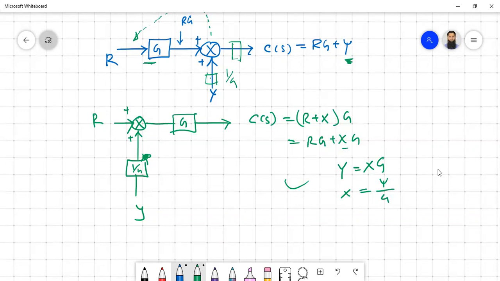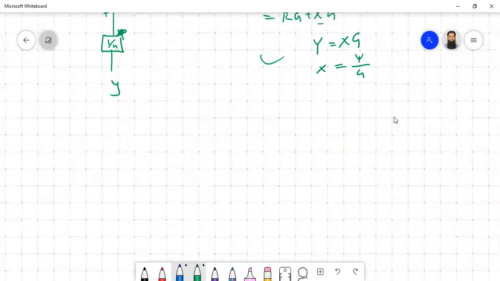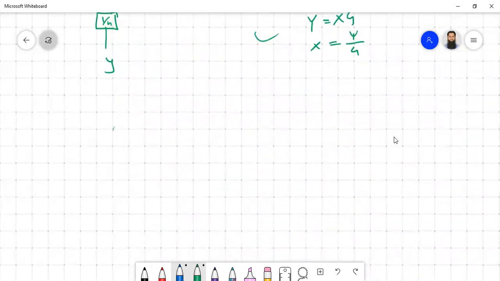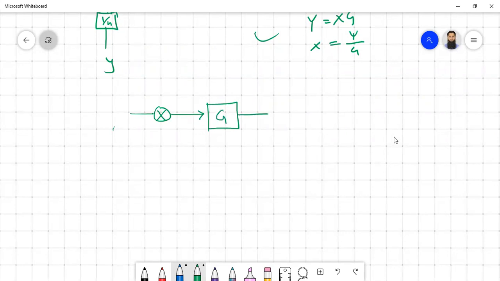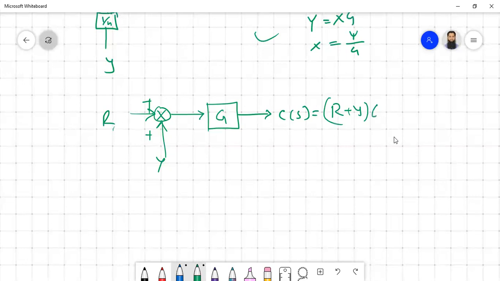Okay, so we are giving you another perspective to think. So mathematically, how can you do that? A similar thing can also be done for a block, if you want to have your summing junction taken to the other side. So you have the summing junction here. Now, if you want to take it, you have a block here. Okay, so two of them are added together. So R plus Y. Then it is multiplied with G. Then you have your C of S, which is R plus Y into G.